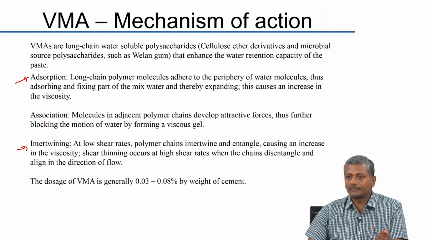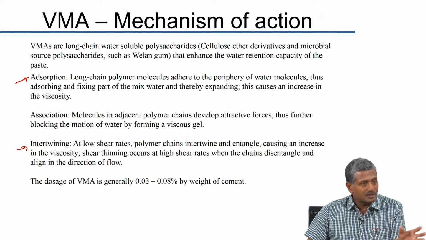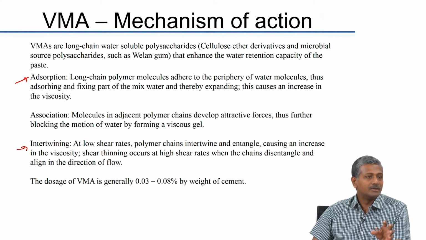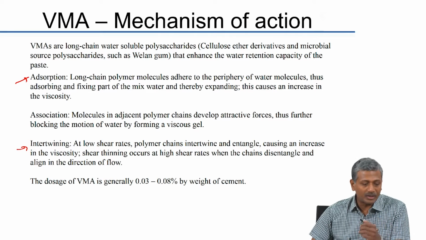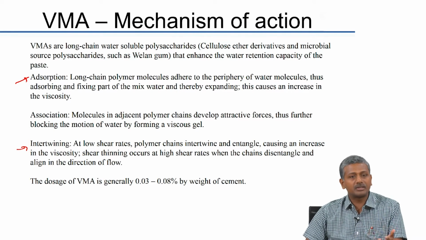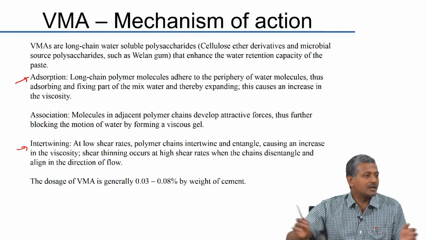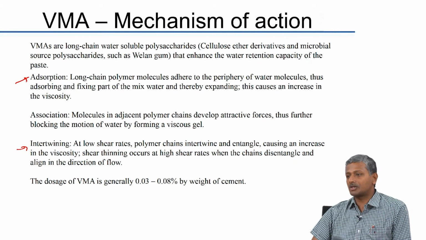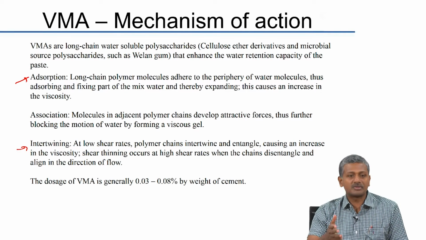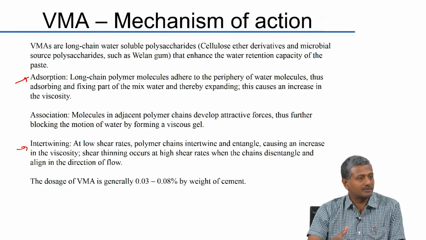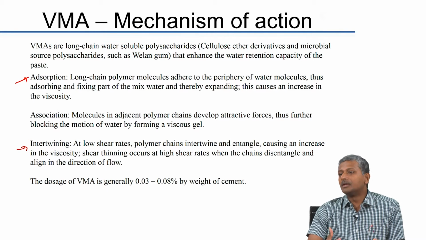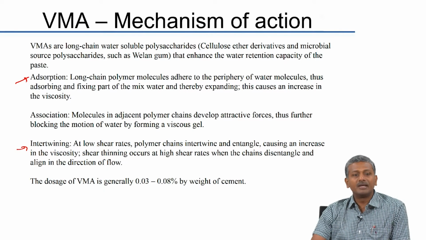So, for the most part, these polymers which are active ingredients in VMAs tend to have a mechanism of action in which they do this intertwining sort of mechanism. At low shear rates you have entanglement of the chains, but at high shear rates when you are trying to push the concrete, they start getting disentangled and align themselves in the direction of the flow. That is the reason why flowing concrete does not give too much resistance to the flow, but once the concrete comes to rest, it builds up an internal structure or an internal viscosity buildup which leads to a reduction in the potential of segregation.